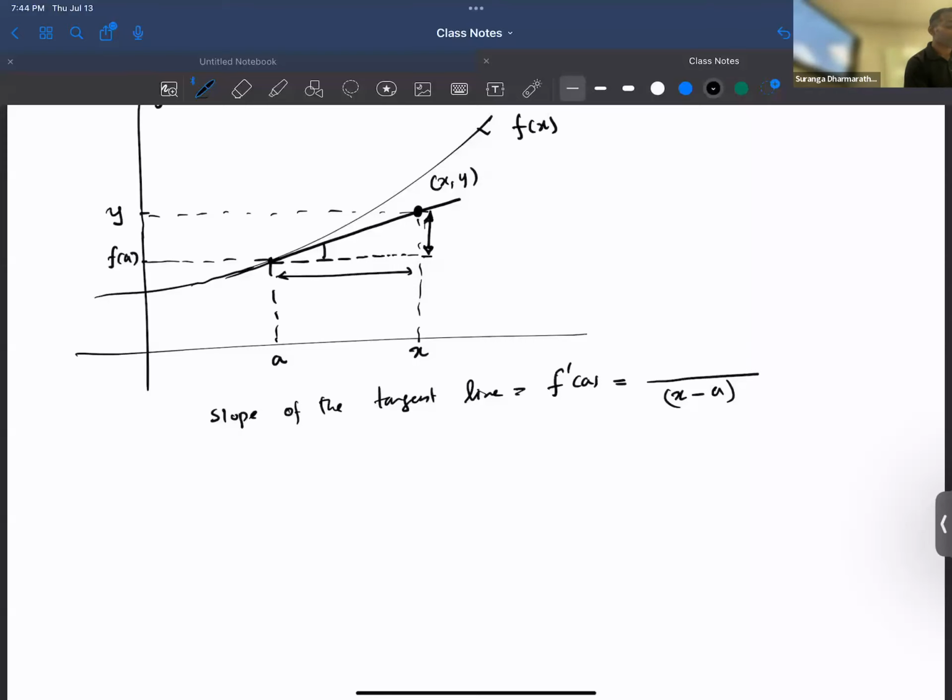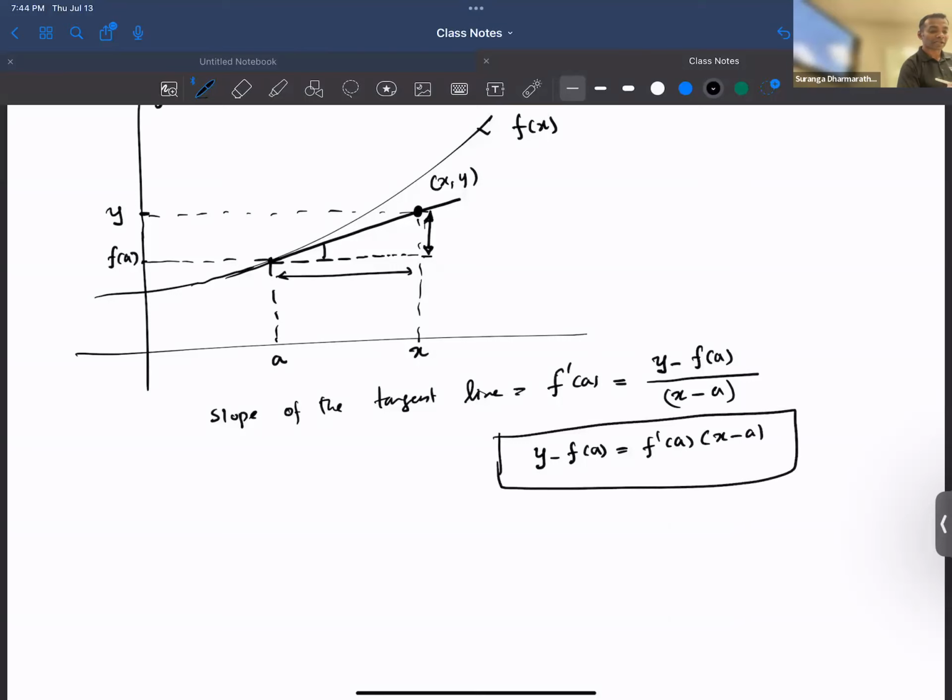Now, what is the value here? Y. This is what? F of a, right? So y minus, your answer is correct, but the values need to be changed. A y minus f of a. Does that make sense? Right? These two equal, right? Now, if I write y minus f of a equals f prime a times x minus a, this is the equation of the tangent line at x equal a.